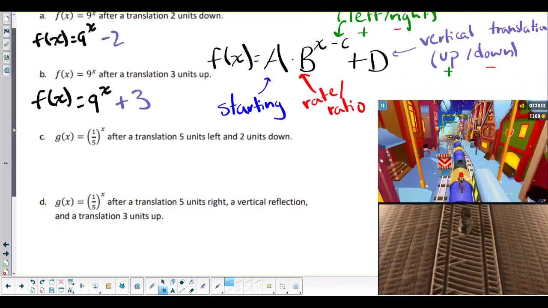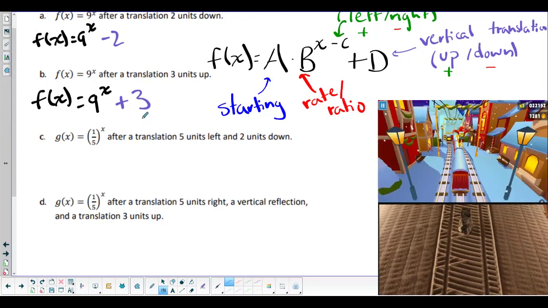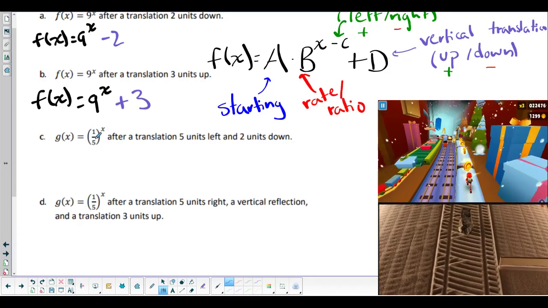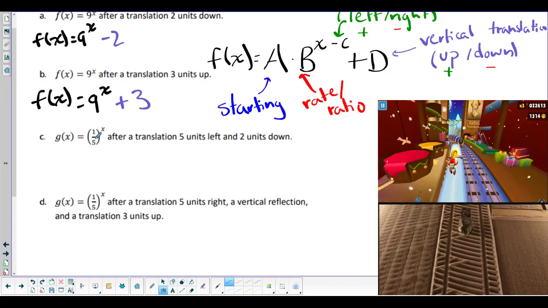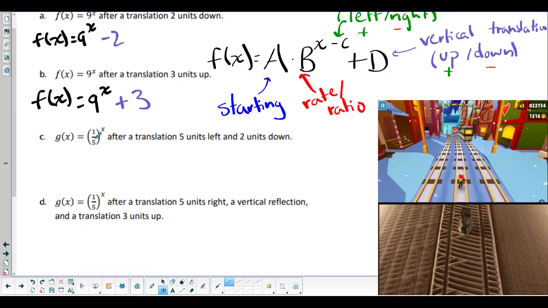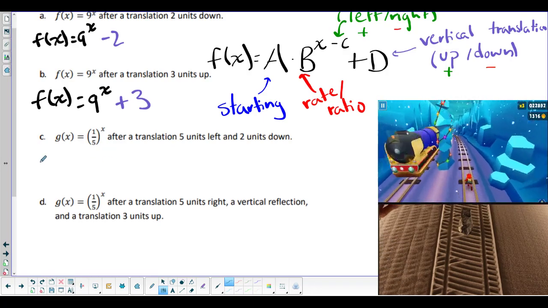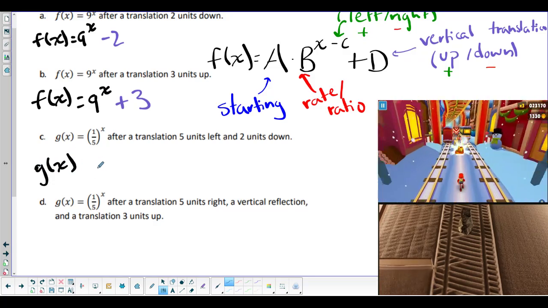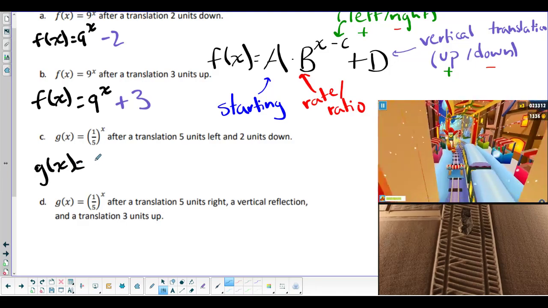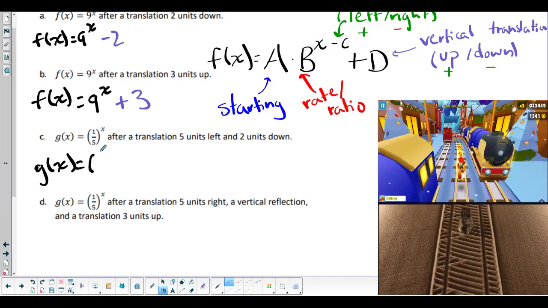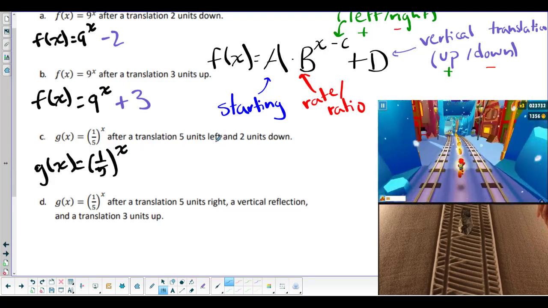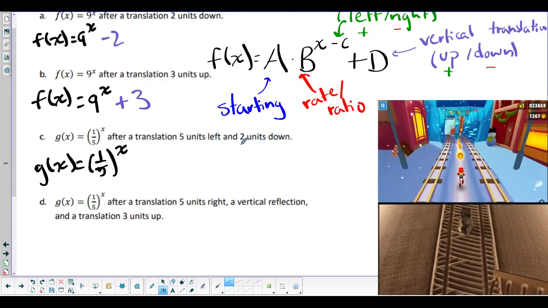And then in these ones, I throw a little bit more at you. I try to get you with a couple at once. The thing that's changed here, this rate in parentheses, doesn't really affect your translations at all. It just changes what equation you're translating or transforming, okay? And so g of x equals 1/5 to the power x. But I want to translate it 5 units left and 2 units down, okay?